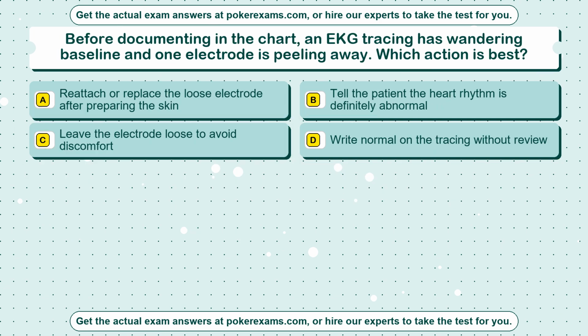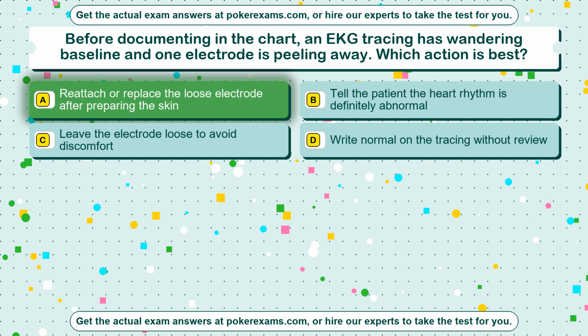Question 31. Before documenting in the chart, an EKG tracing has wandering baseline and one electrode is peeling away. Which action is best? Option A, reattach or replace the loose electrode after preparing the skin. Option B, tell the patient the heart rhythm is definitely abnormal. Option C, leave the electrode loose to avoid discomfort. Option D, write normal on the tracing without review.